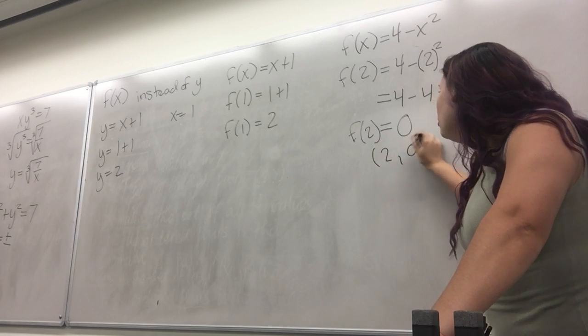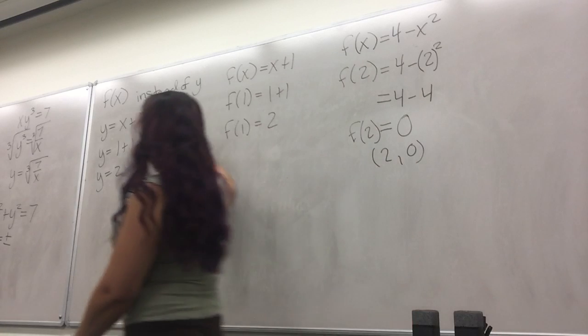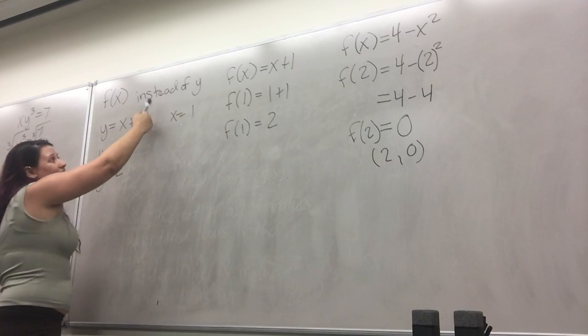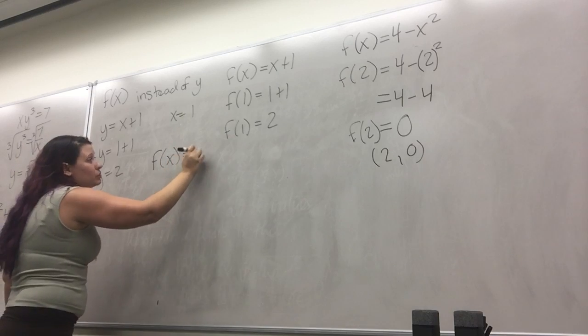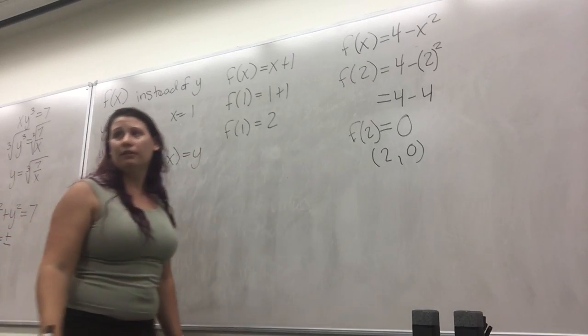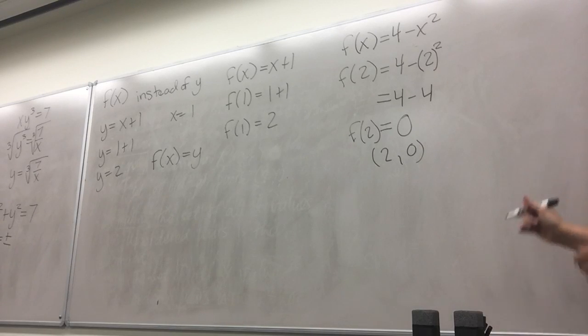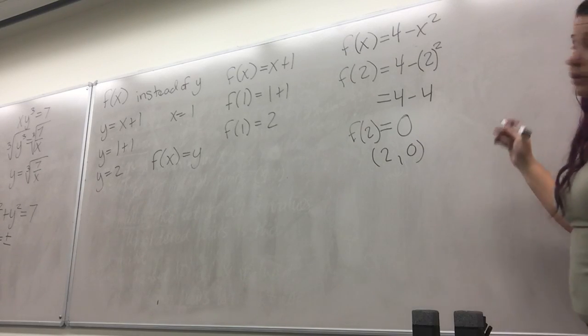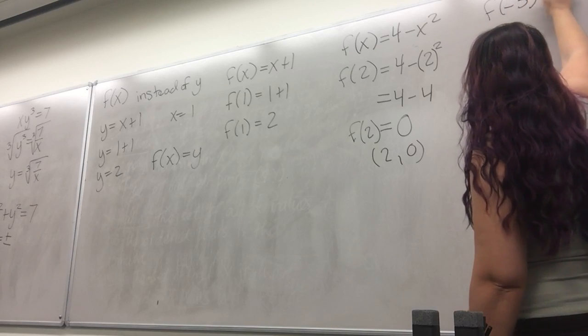2, 0. Because that's the x and that's the y, right? As well as saying y, you can say that f of x is y or equals y. So that is the y value, whatever it equals at the end. So then what if we did f of negative 3?